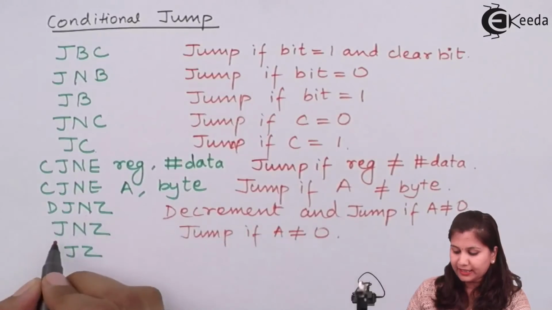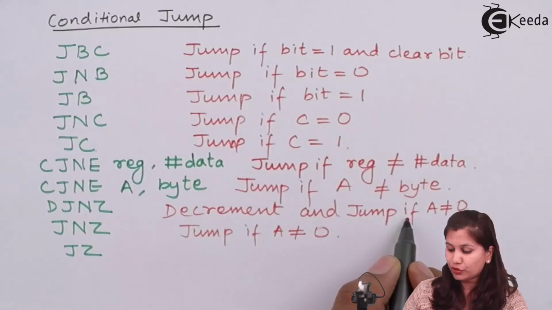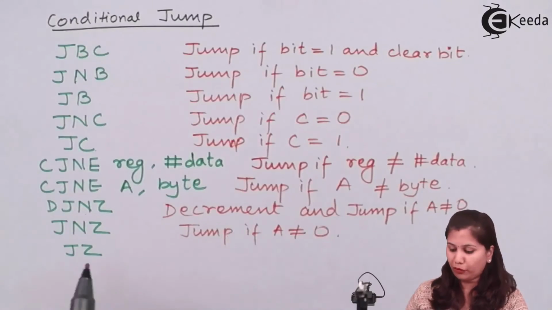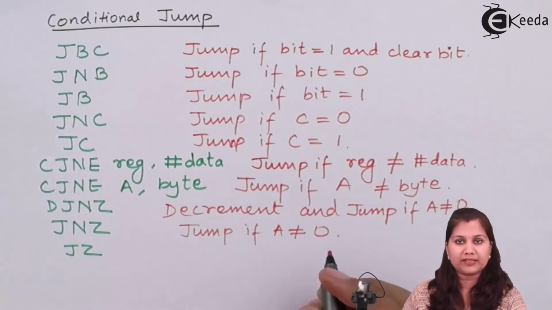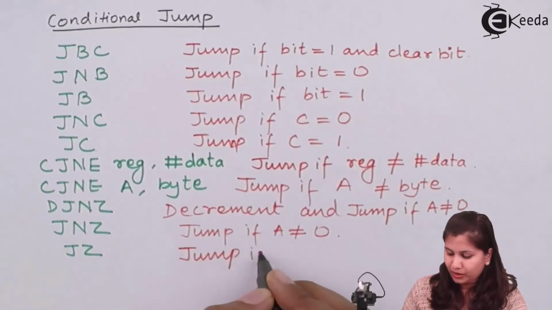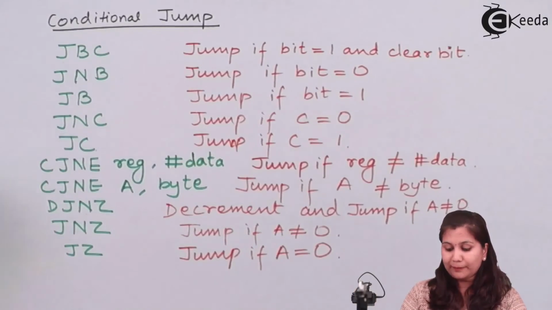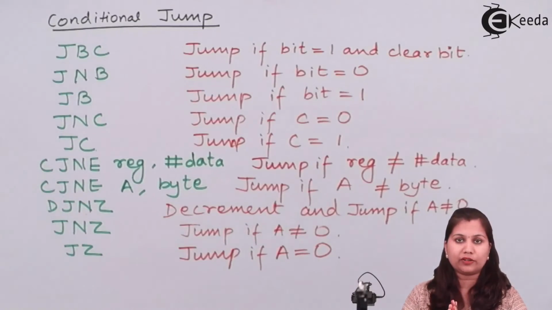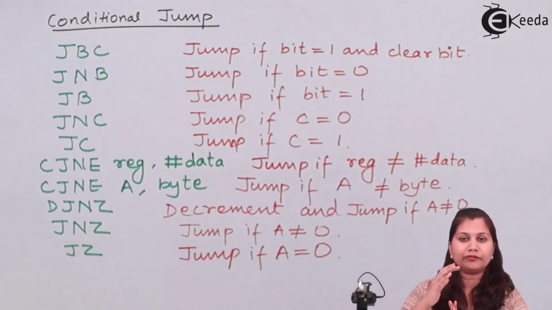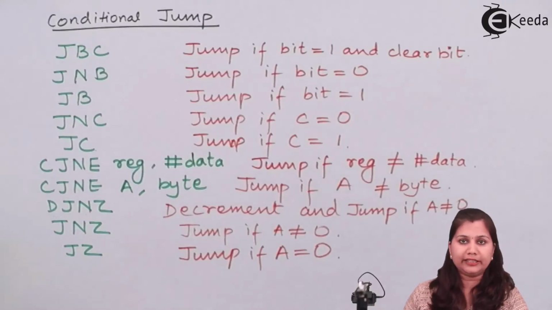Here DJNZ and JNZ, what's the difference here? We have to decrement the accumulator and we have to jump if the accumulator is not equal to 0. Here no decrement operation is performed, only it is going to jump if the accumulator is not equal to 0. JZ means jump if accumulator is equal to 0. So in all these jump instructions, some condition is involved, and when that condition is fulfilled, then only the jumping of the instruction is done. Okay. So these are all the conditional jumps.